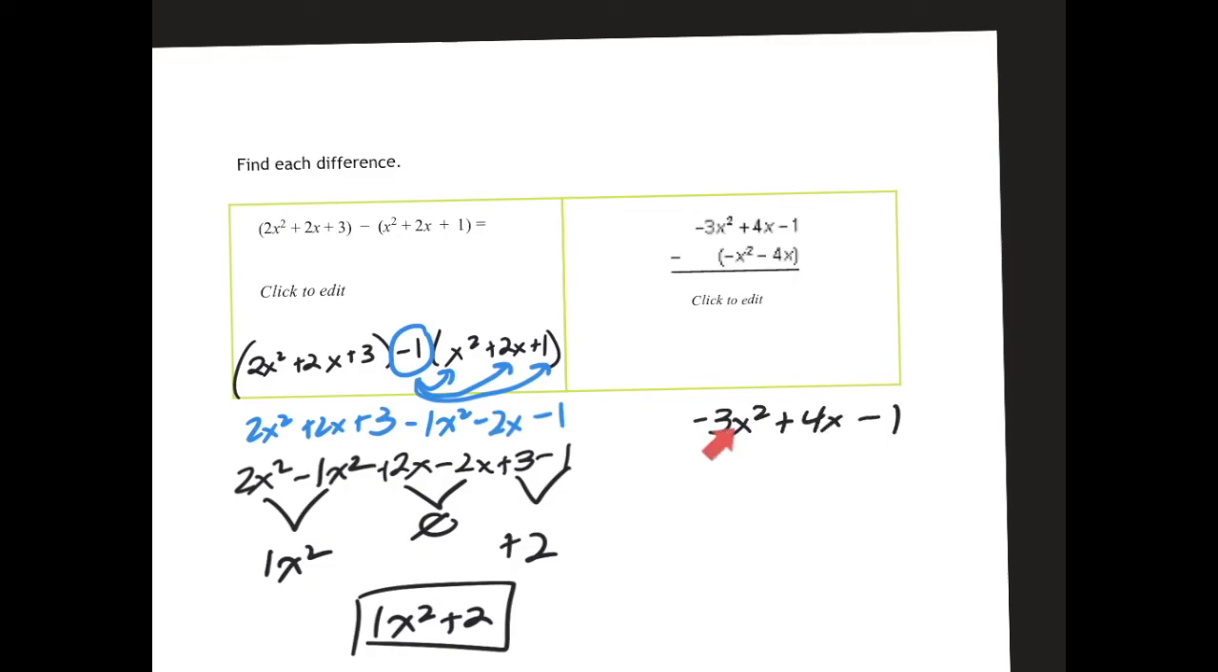I notice that my polynomial is going in descending order because I have the highest exponent here, and then it just gets smaller and smaller. And same thing for my bottom expression too, right? I have my top exponent, and then I keep going smaller and smaller.